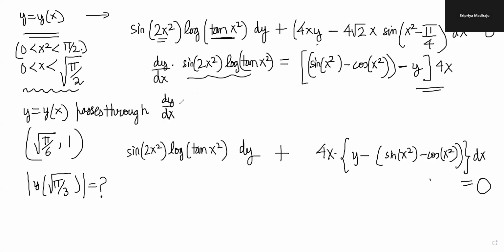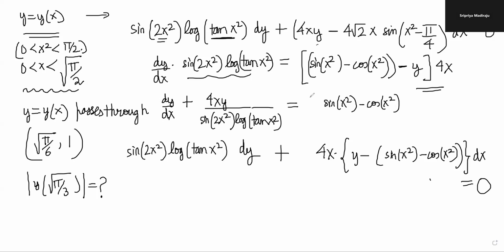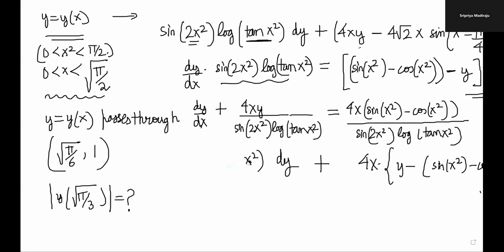You have dy by dx plus 4xy by sine of 2x square log of tan of x square is equal to sine of x square minus cos of x square, 4x multiplied by that, and then divided by sine of 2x square and log of tan x square. This is what you should get.